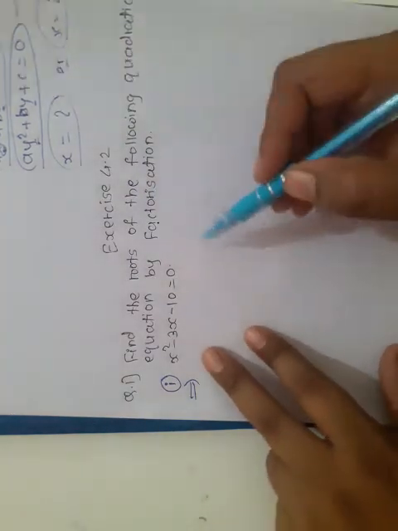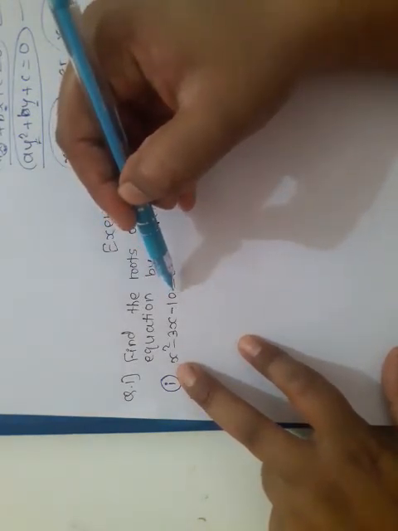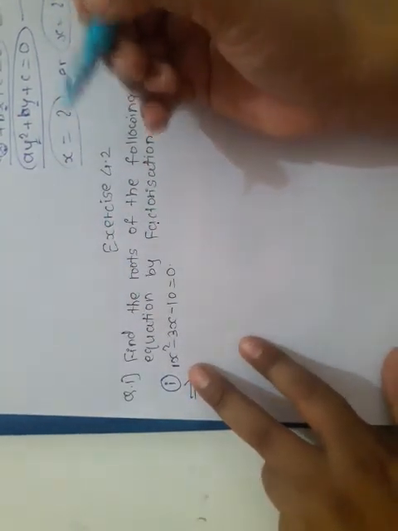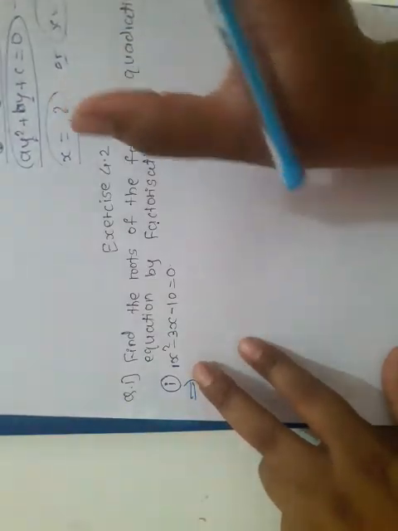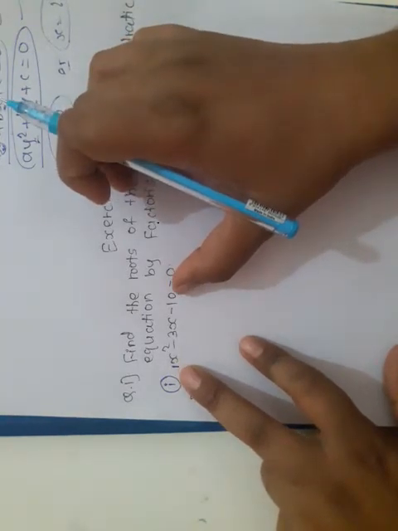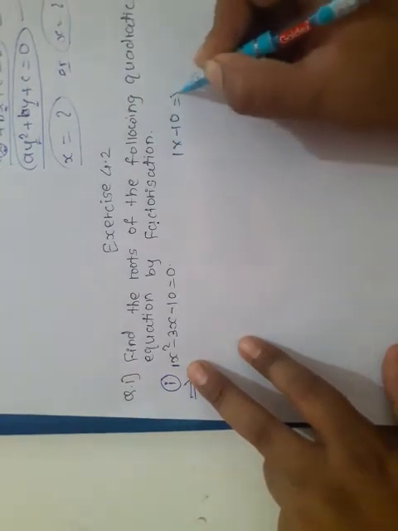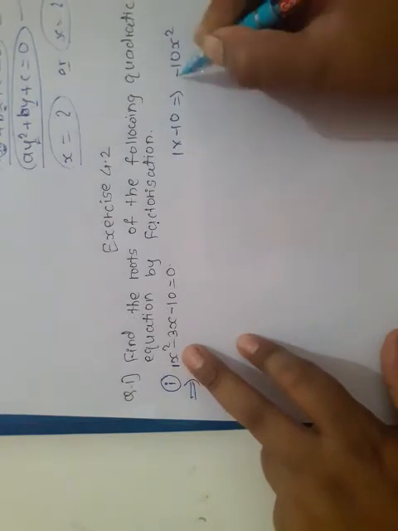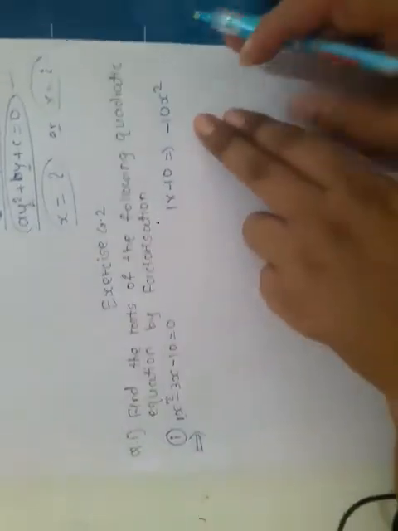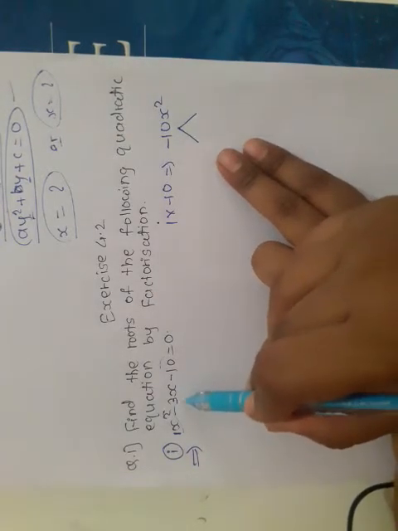See, in this example we have to take the multiplication of the coefficient of the first term and the constant term. The coefficient of x square is 1. There is no visible coefficient, which means exactly 1 is the coefficient. So take the multiplication of the coefficient of x square with the constant term: 1 into minus 10, we get minus 10 with x square. We get minus 10x square. Now we have to split this minus 10x square such that we get the middle term minus 3x.